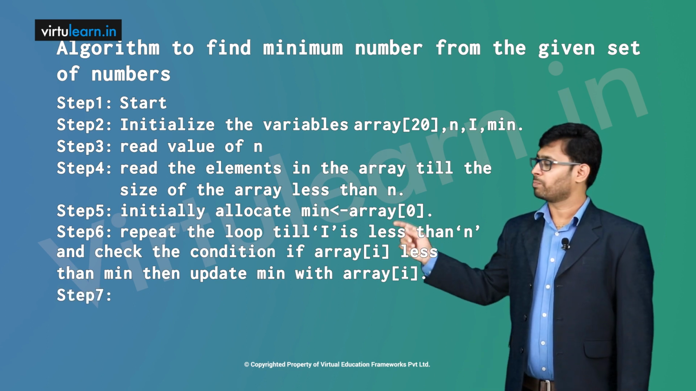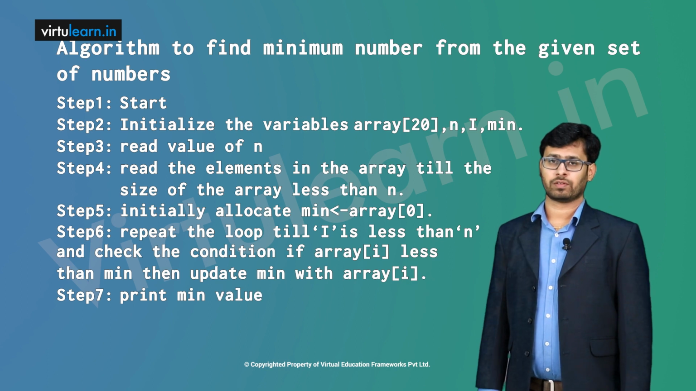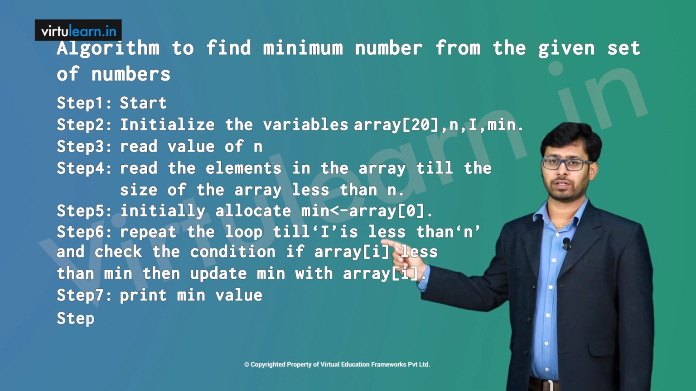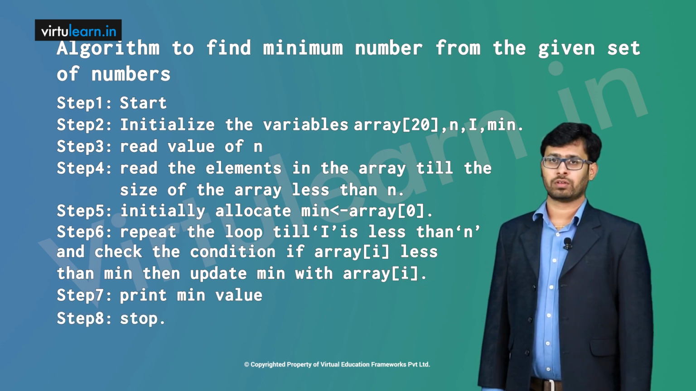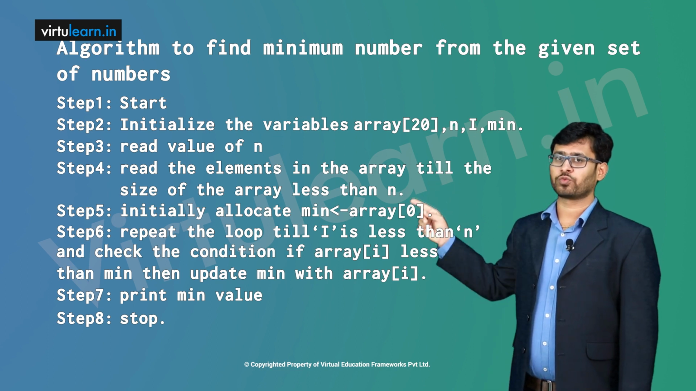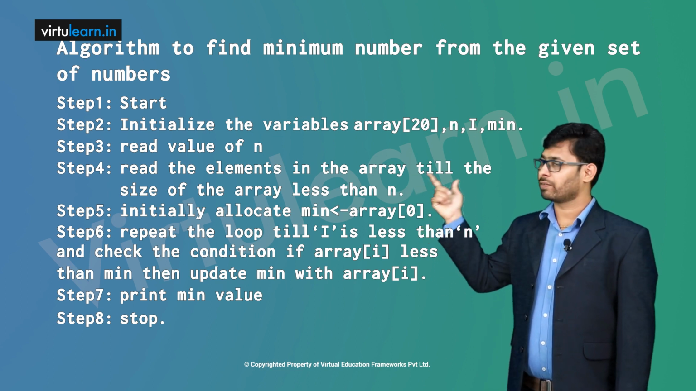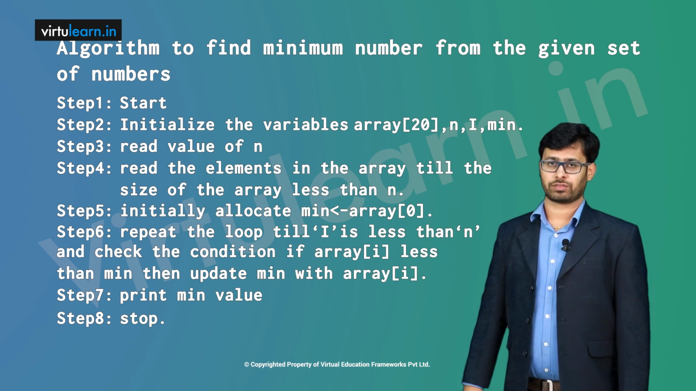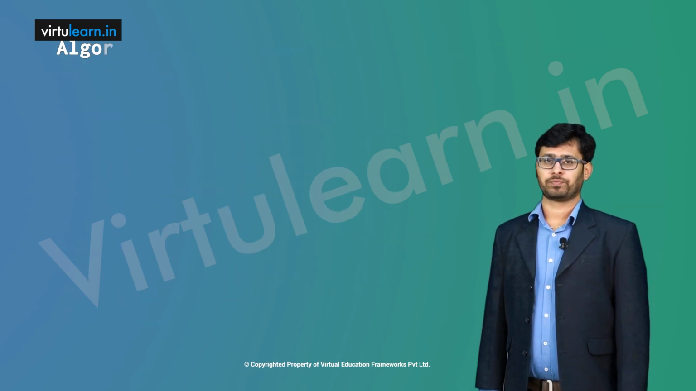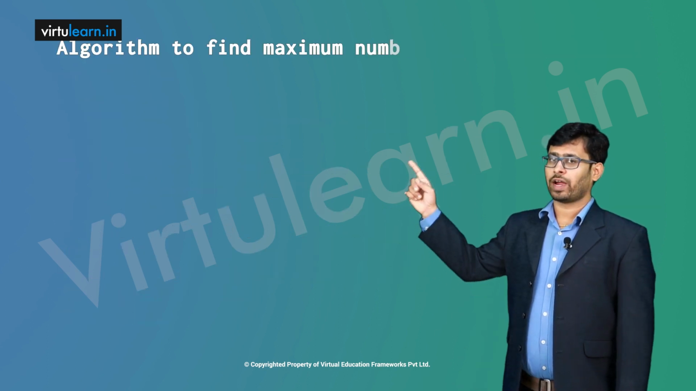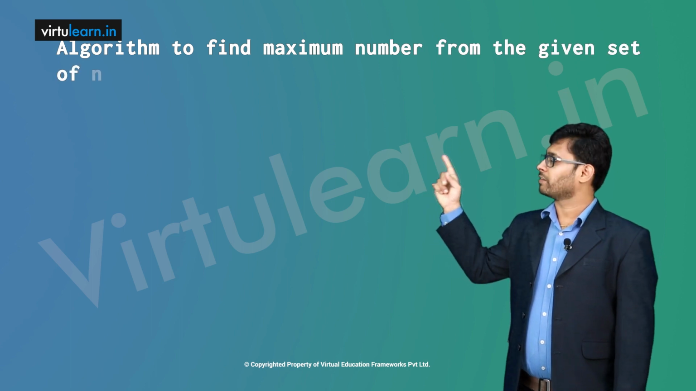Step 7, print the minimum value. Step 8, stop. So this is an algorithm to find the minimum number from the given set of numbers. The next algorithm, to find the maximum number from the given set of numbers.